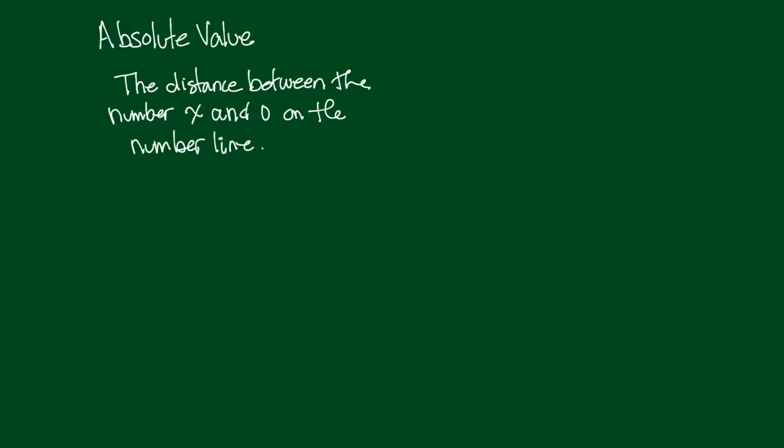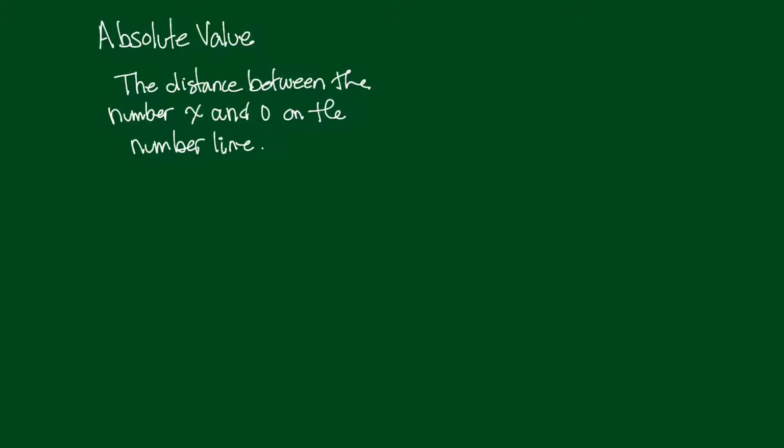Quite often, it's convenient and useful to think about the distance between some number x and the number 0 on the number line. Sometimes when you're working with a variable, say x, it's convenient to think about how far that variable is from 0 on the number line. Now, there are several ways that we can describe this sentence.